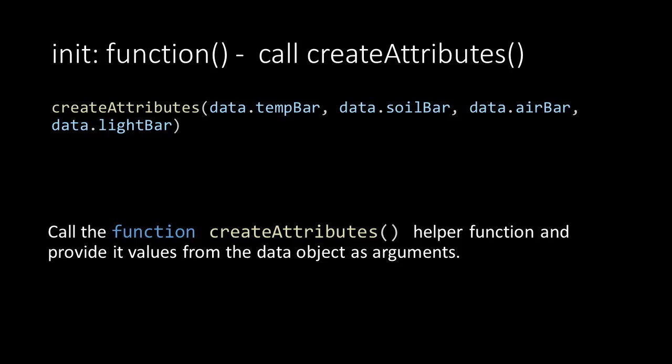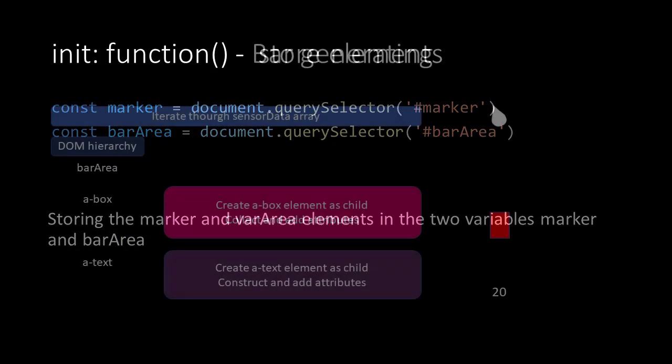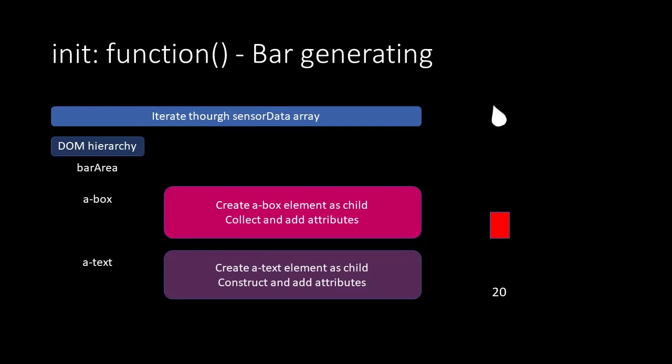This function takes in four arguments, and actually they are the values of the sensor, or at this moment still our mockup data. So we go to the data object and retrieve the values per key. Then we store the marker element and the bar area element into two variables, marker and bar area. Now we are going to loop through our sensor data array. And with each iteration, we will create one bar.